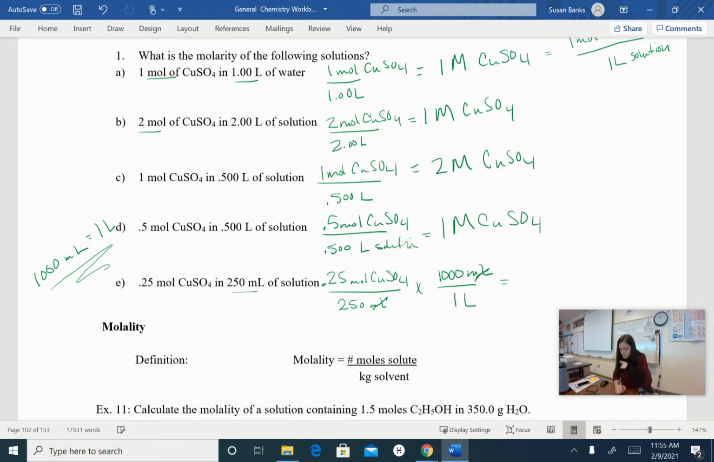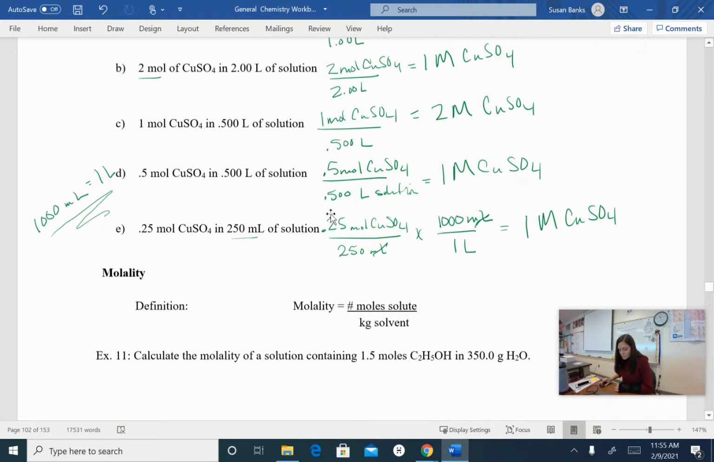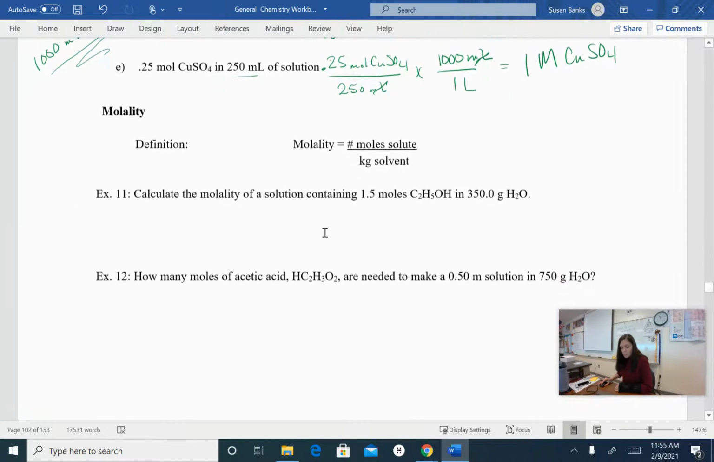So let's see, 0.25 times 1,000 gives me 250, divided by 250 gives me 1. So that will give me 1 molar solution of copper 2 sulfate. Okay? All right. Next, we're going to learn a little bit about molality.